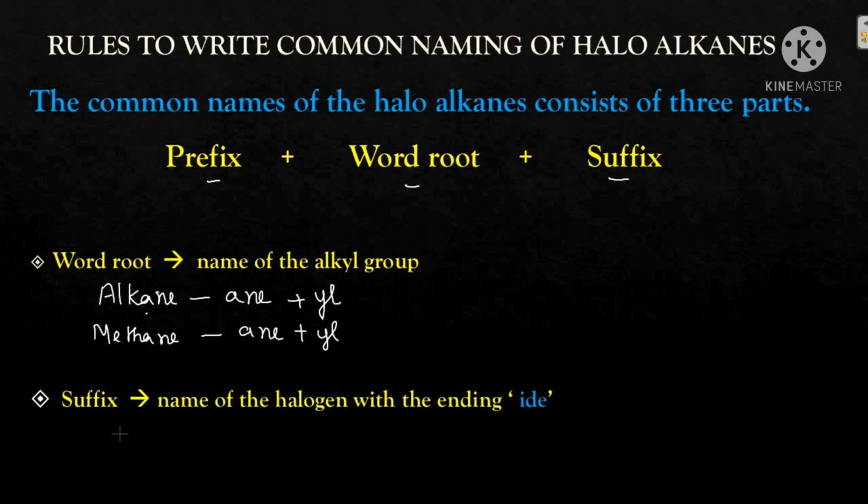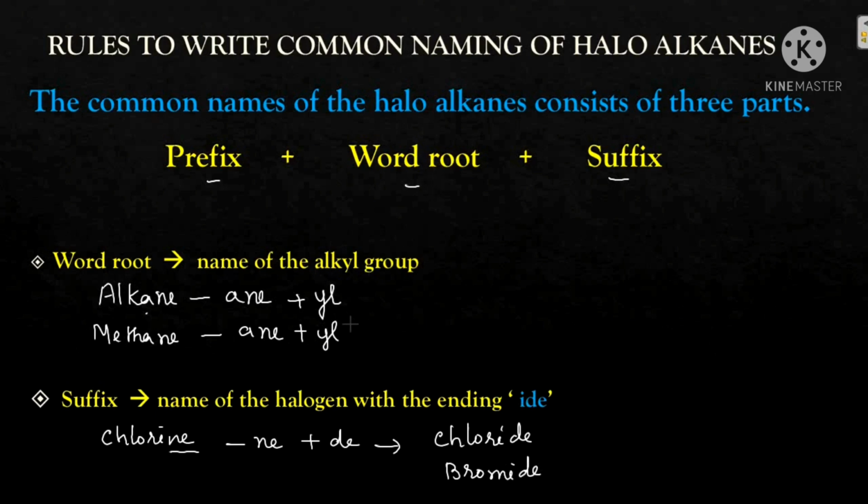And what is the suffix? The suffix is the name of the halogen which ends with ide. For example, if the halogen is chlorine, you remove the ine and add ide, so it is written as chloride. If the replacing halogen is bromine, then you write bromide. This is how you should write it.